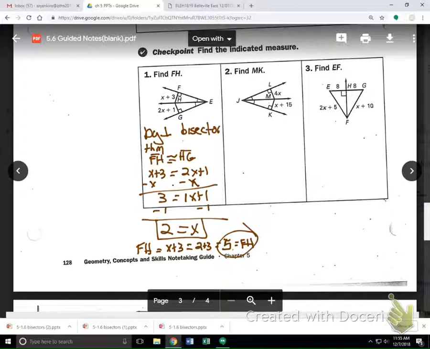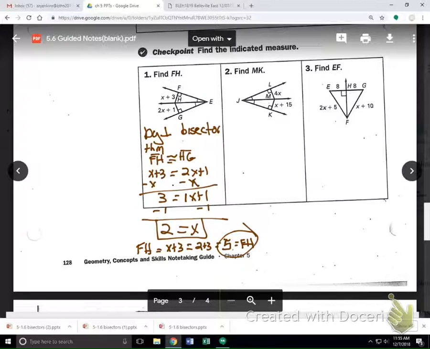Where at the top? 2x? 2x plus 1. 2x plus 1. Okay. So back to the next one.